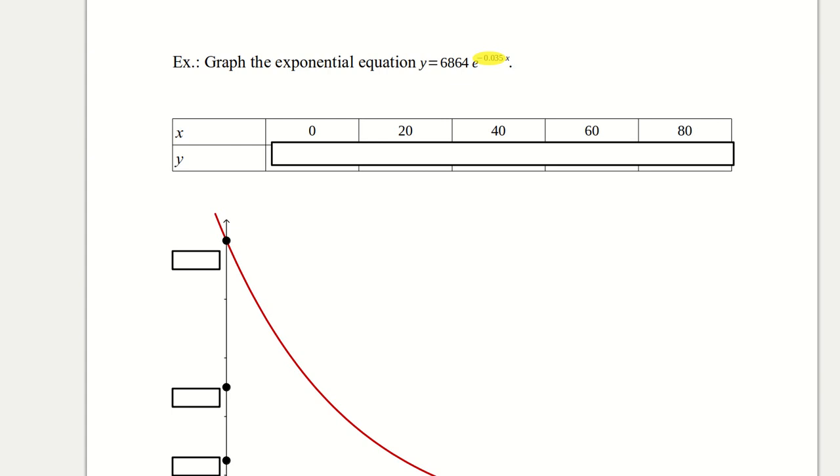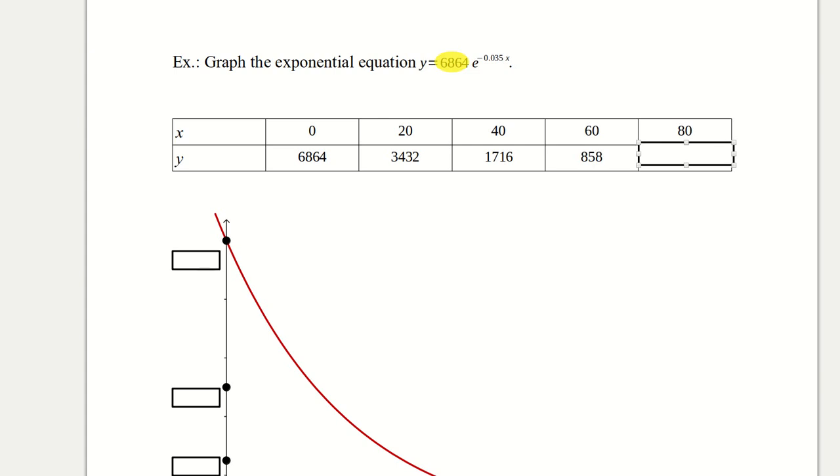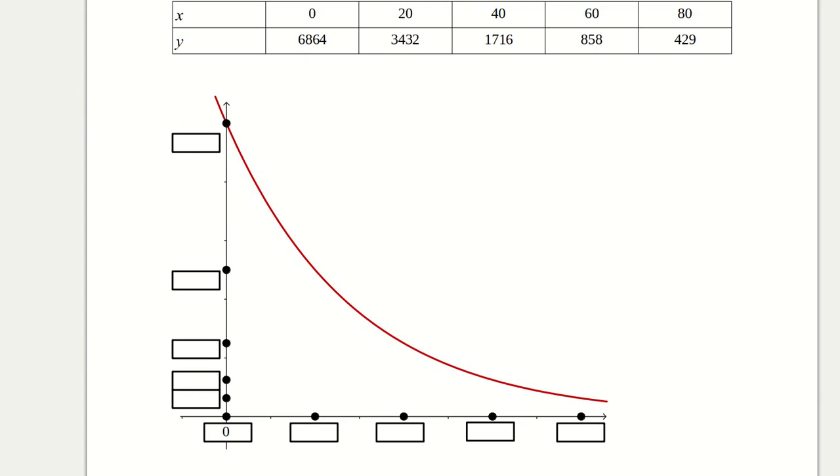So we're now looking at the p. We're looking at that initial population, the starting population, 6,864. So at time 0, when we start this process, we've got a total population of 6,864. 20 years later, the population's fallen in half. If you put this in your calculator and divide by 2, you get 3,432. Divide by 2 again, because it's halved again, 1,716. Divide that by half again, 858. And finally, 429.